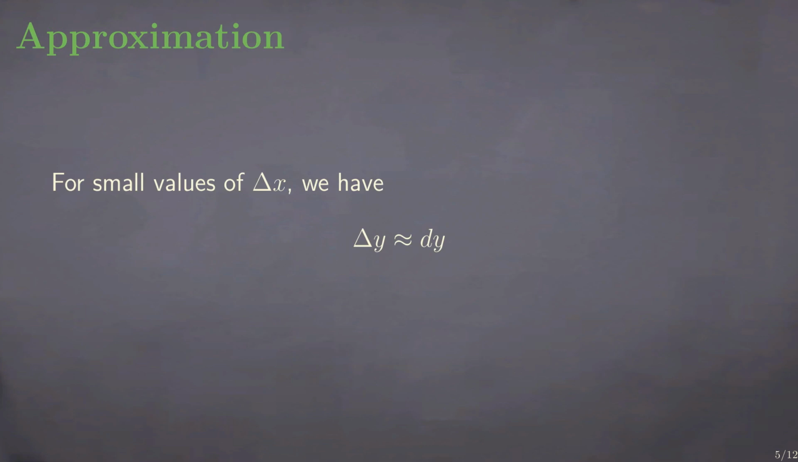Now let's get a closer look at this approximation. First, on the right hand side, dy is the product between the derivative of f at x times dx. On the other hand, on the left hand side, delta y is the difference f of x plus delta x minus f of x. So we can add f of x to both sides and get the formula that f of x plus delta x is reasonably close to the sum of f of x and the product of the derivative of f times dx.